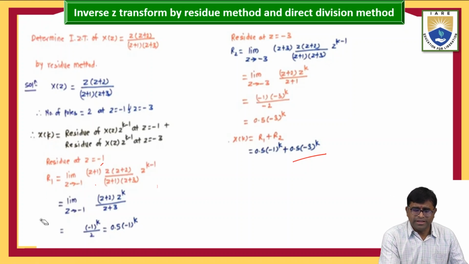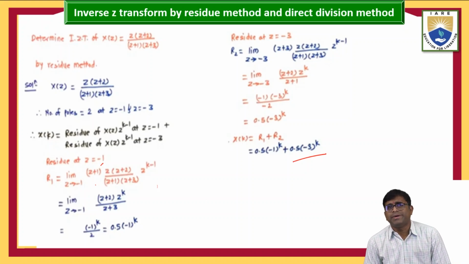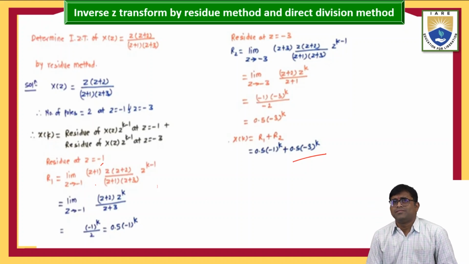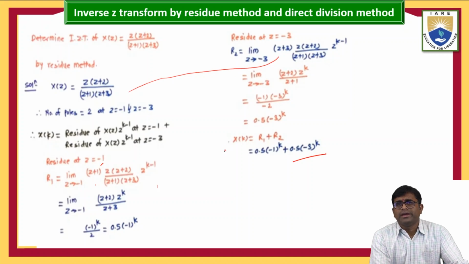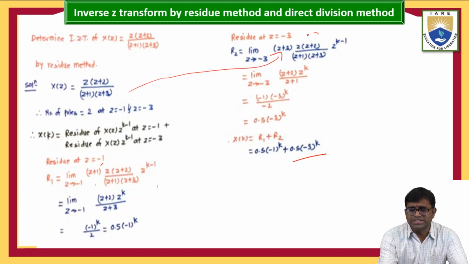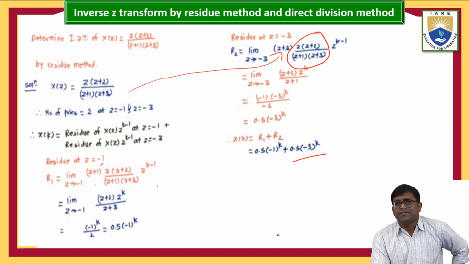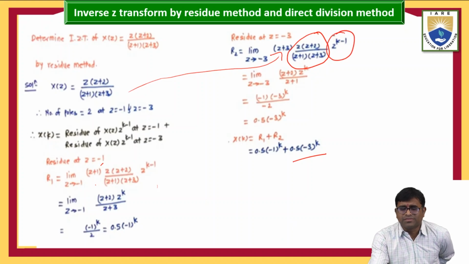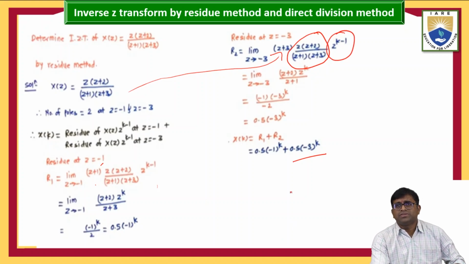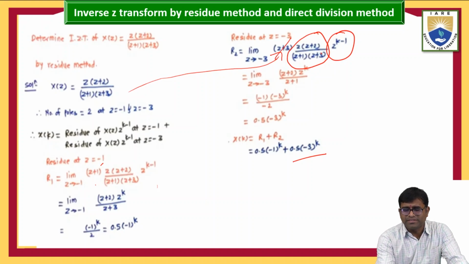Coming to the second one, the pole p equal to minus 3. For that one, we are going to find the residue, that is R3, where limit z tends to minus 3. First you have to write down the pole factor, that is z plus 3. After that, we have to write down the total function. The residue is only in terms of z power of k minus 1. So here z plus 3 and this z plus 3 cancel.